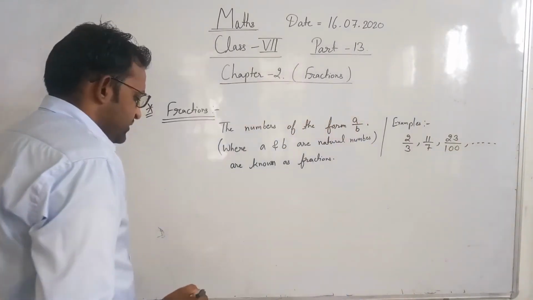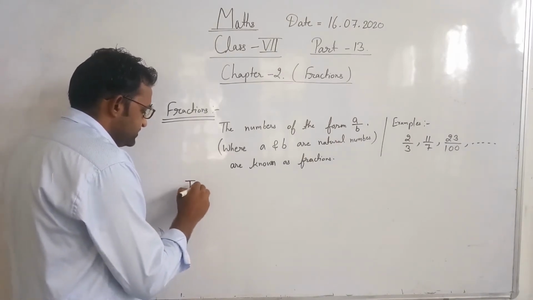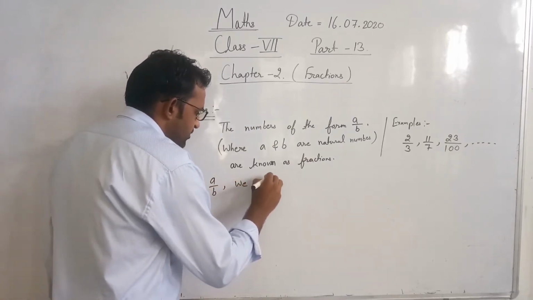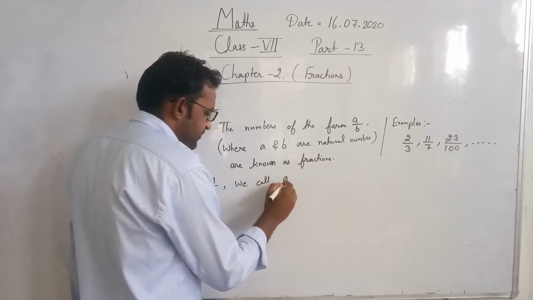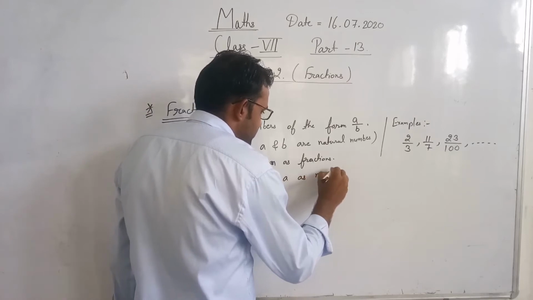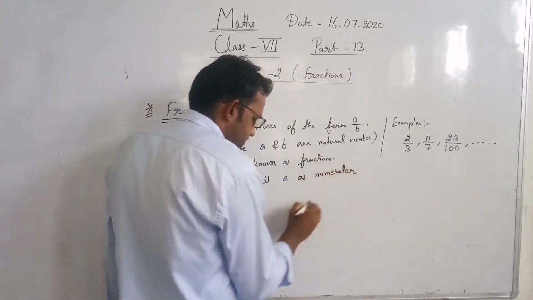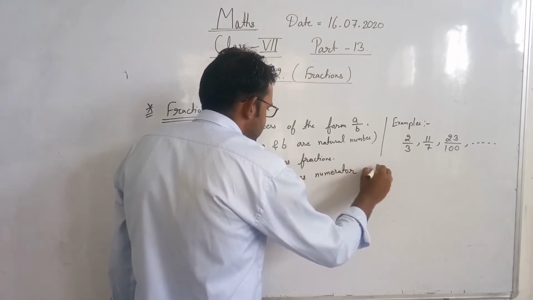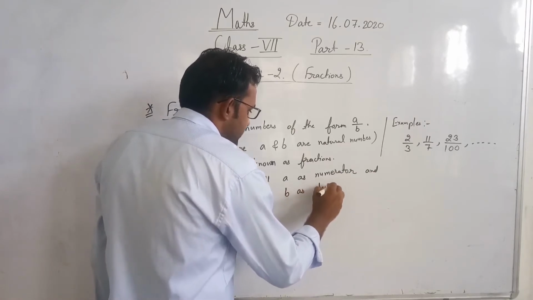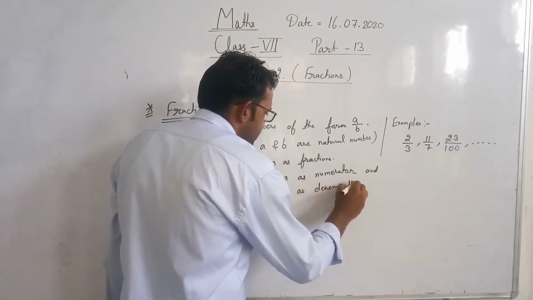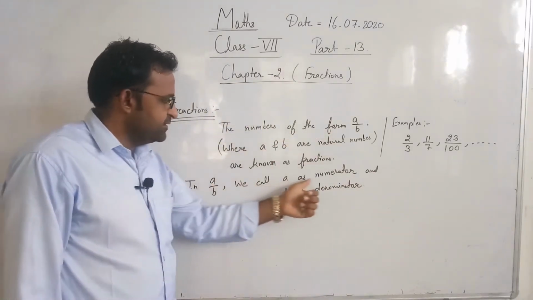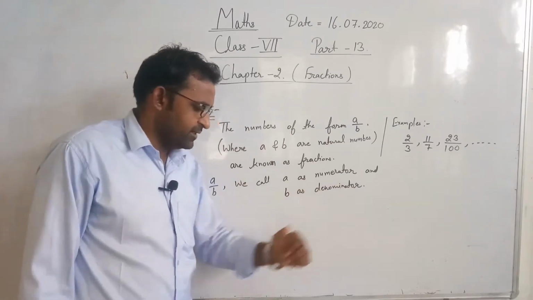Okay, and in A upon B, we call A the numerator and B the denominator. Okay student, in A upon B, A is the numerator and B is the denominator.